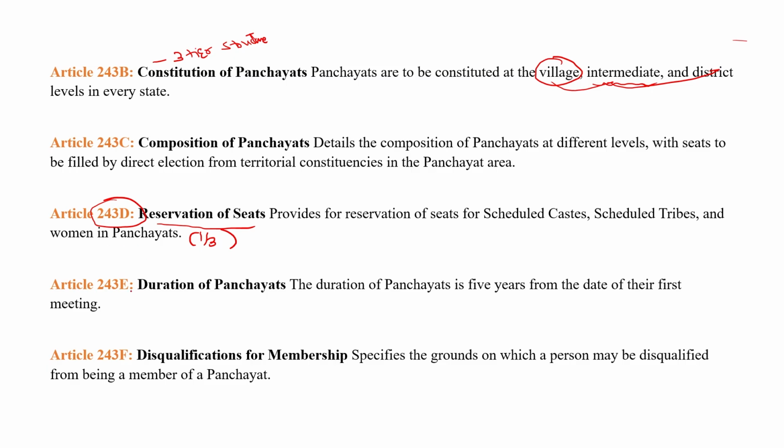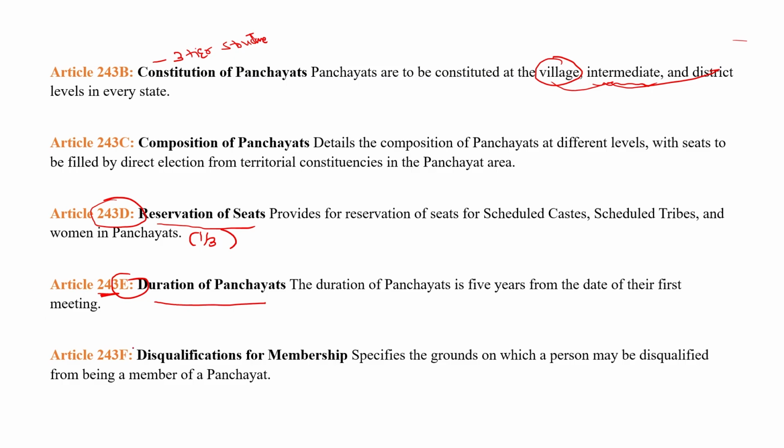Article 243E. Now I will not read 243 each time, I will only read A, B, C, D, E. E explains the duration of the panchayat, meaning in the rural Panchayati Raj system, the duration of the panchayat is fixed for 5 years from the date of their first meeting. So what is the tenure of the Panchayati Raj system in rural areas? It is fixed for 5 years according to Article 243E.